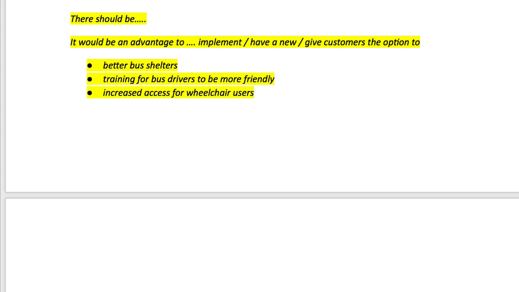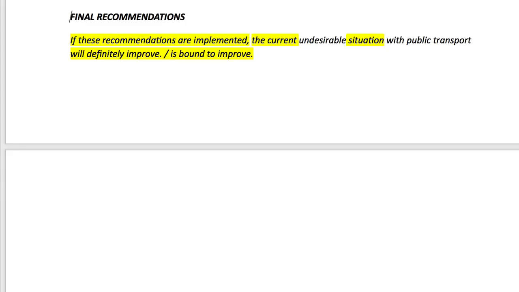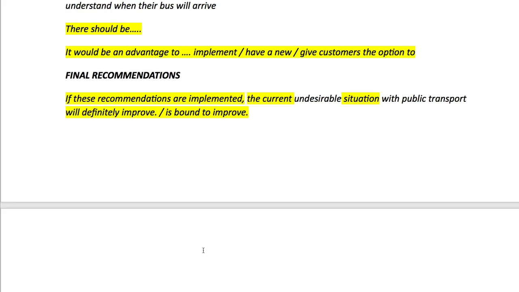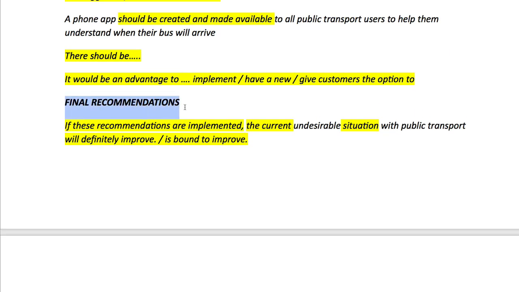So let's move on to the last section, the conclusion. Final recommendations, another heading. It's as if you had written conclusion. A nice conditional sentence. If these recommendations are implemented, the current situation, make it a bit stronger, the current undesirable, the current awful situation, the current situation with the subject will definitely improve, is bound to improve.